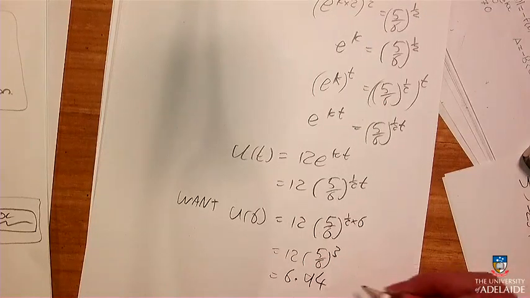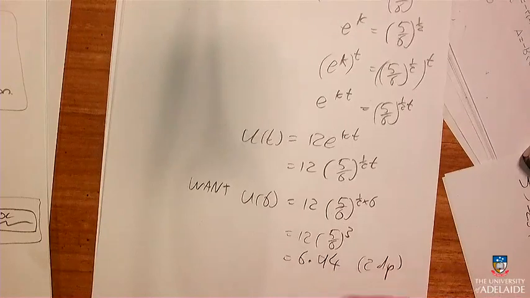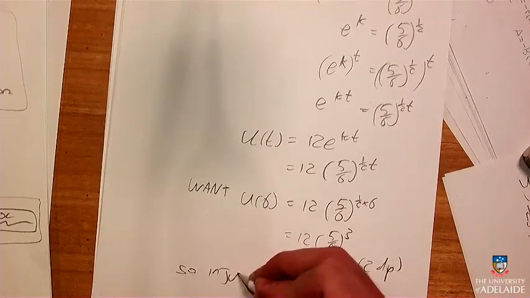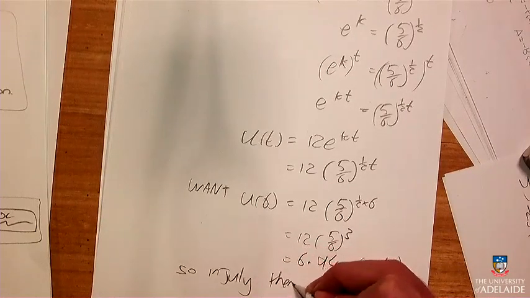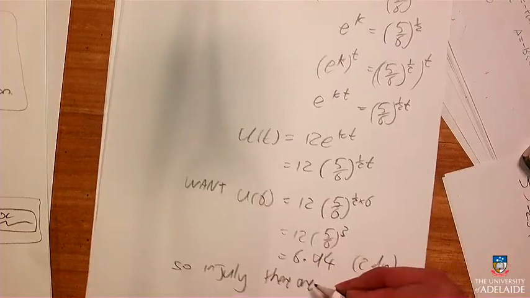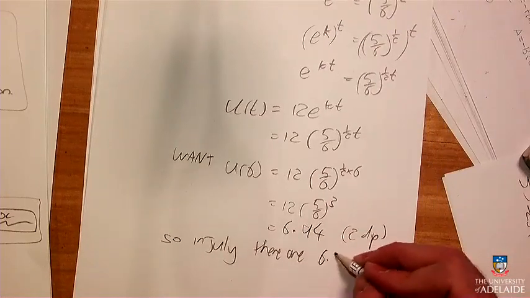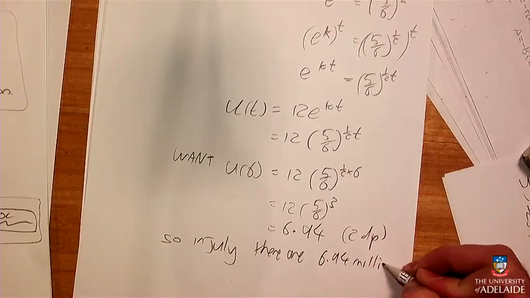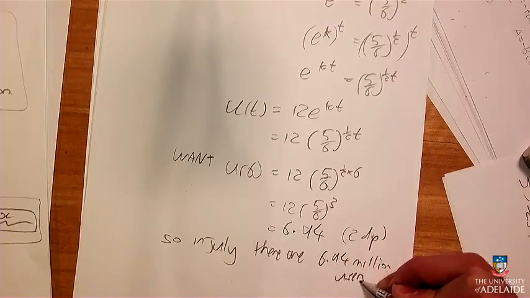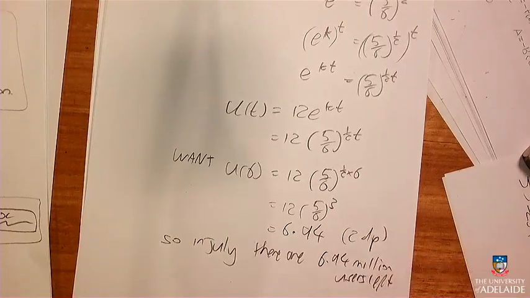.94 to 2 decimal places. So in July, there are 6.94 million users left, if they don't do anything, right, if they don't put in some sort of campaign to try and get their users back, or apologise for some sort of crap they did.